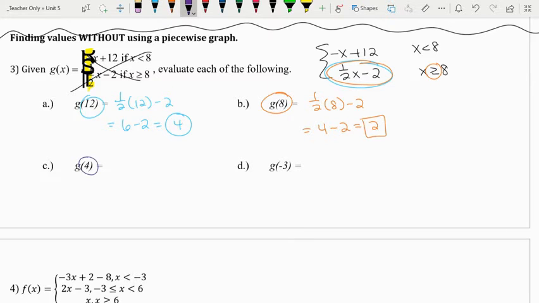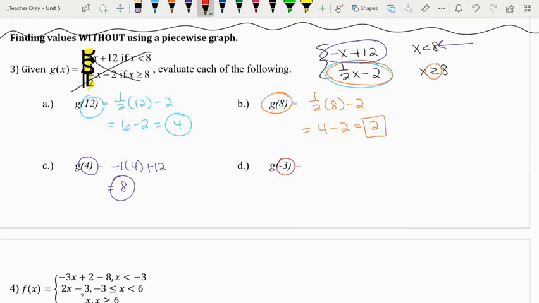In part C, we need to find g of 4. So again, we focus on our boundaries to figure out which equation to use. In this case, we would have to use the top equation because 4 falls in the category of less than 8. So we have negative 1 times 4 plus 12, or negative 4 plus 12, which is 8.